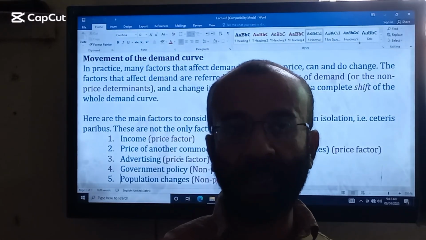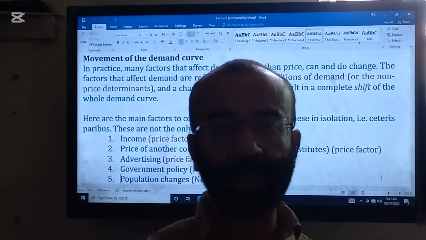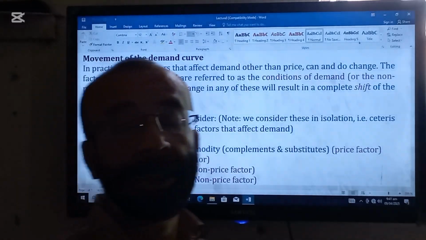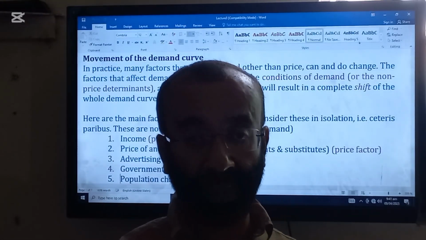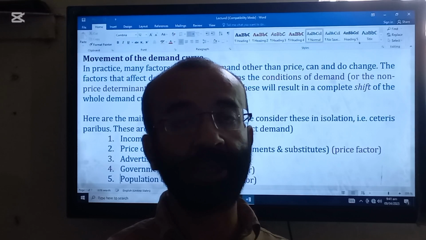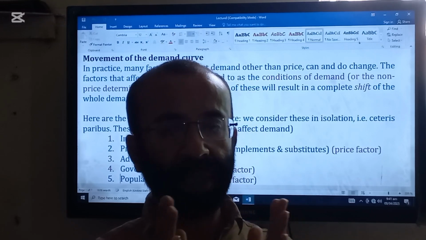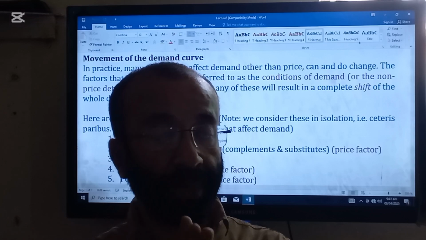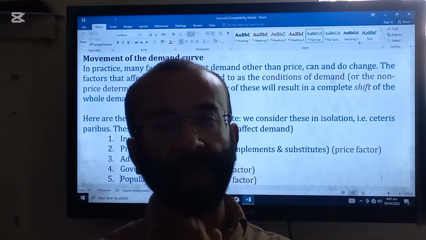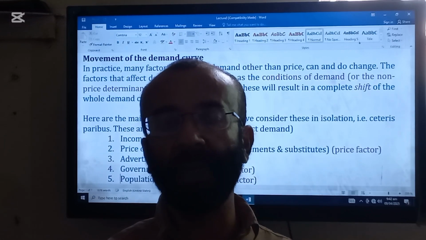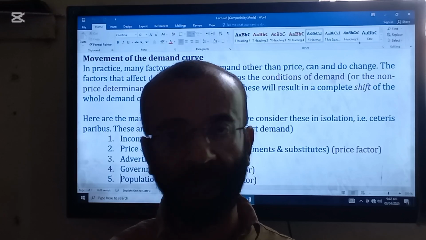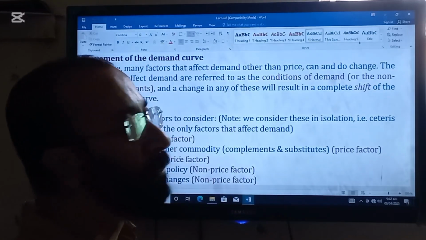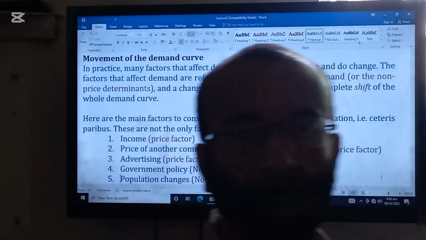Okay, students, the next topic which we are going to start in economics is movement of the demand curve. So make your mind clear. This should be very clear in your mind: there is a difference between the movement along the demand curve and movement of the demand curve. In earlier lectures, we have learned about the movement along the demand curve. The next lecture, which is going to be started now, is movement of the demand.